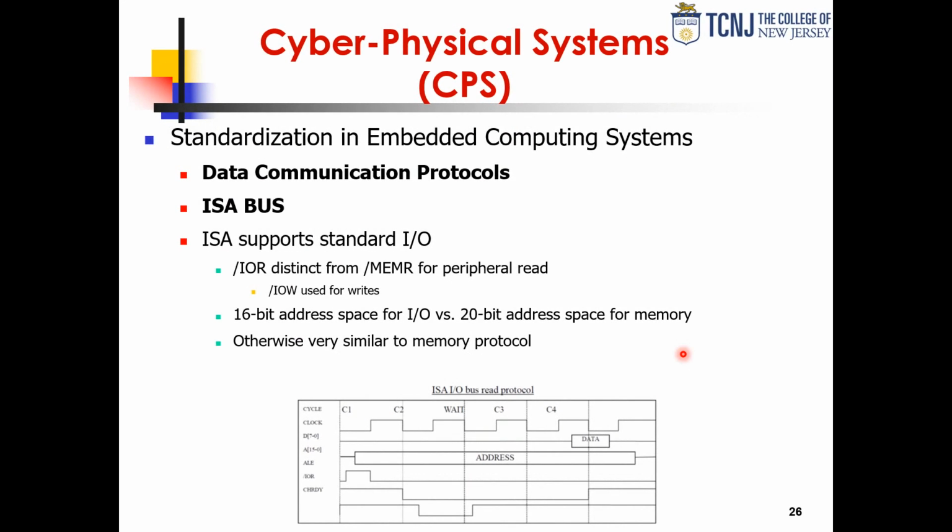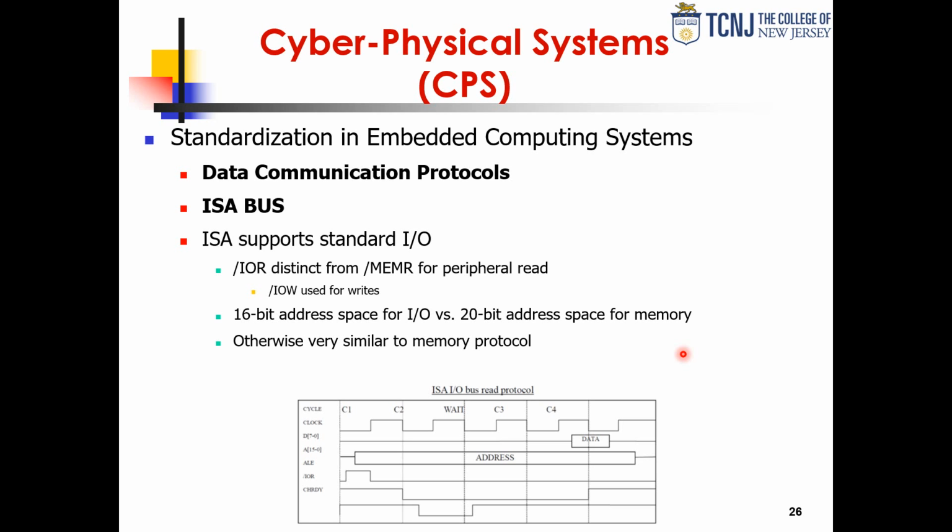As we start talking about standardization, this presentation starts with the ISA bus, an industry standard bus from the beginnings of the PC era. This is the bus that was used to connect the processor to the memory and to the peripherals. It uses separate control lines for reading a peripheral or reading memory, and it uses a single write.